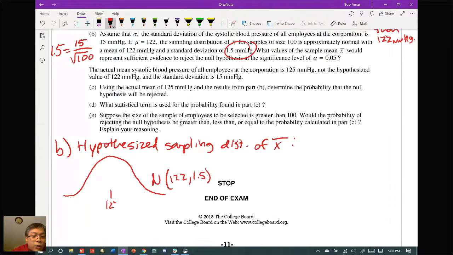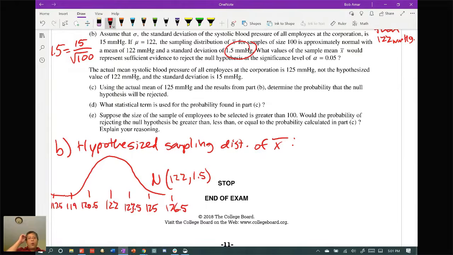Okay, when we draw this, we want to include 3 standard deviations out either way. We definitely want to include enough context to show that we know what it is that we're doing.